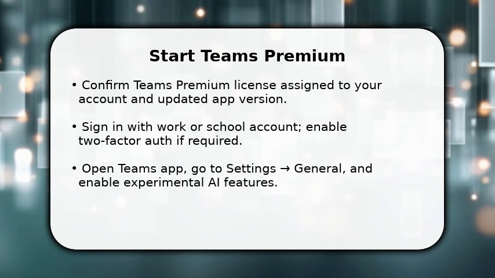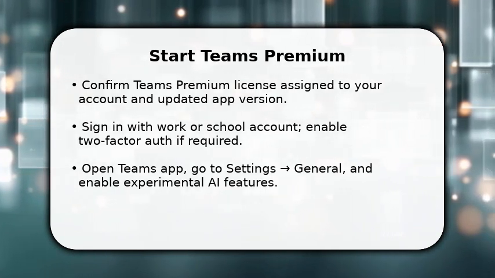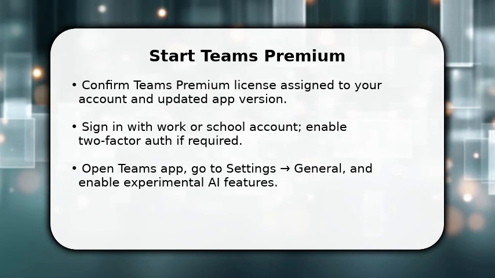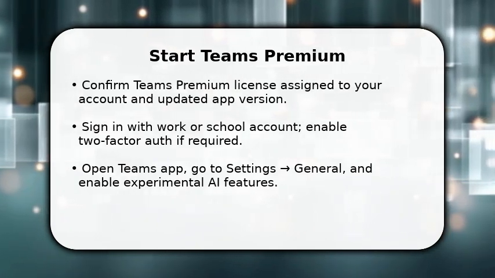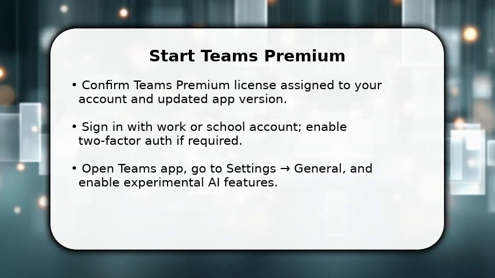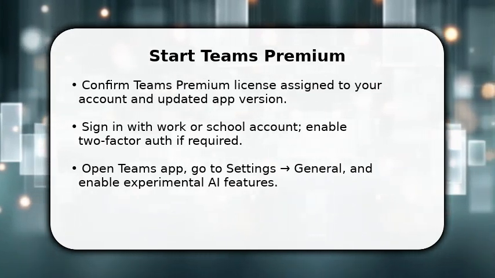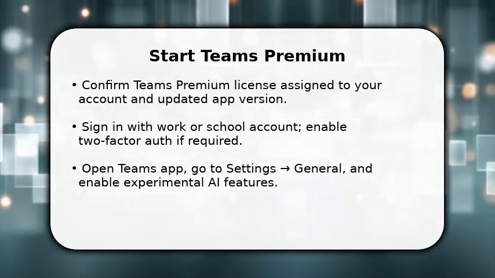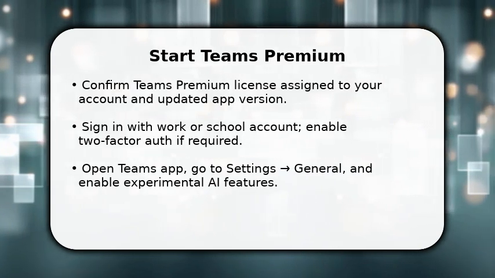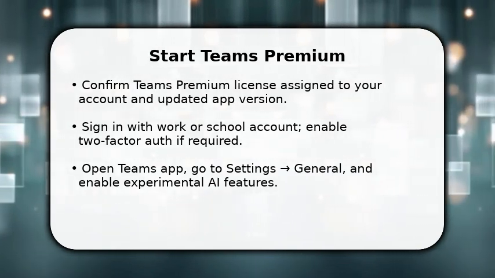Next, open Settings and switch on experimental AI features so the premium modules appear. You do this early because those toggles expose the meeting templates, intelligent recap, and policy options you'll configure next, so make sure each prerequisite is active before moving forward.